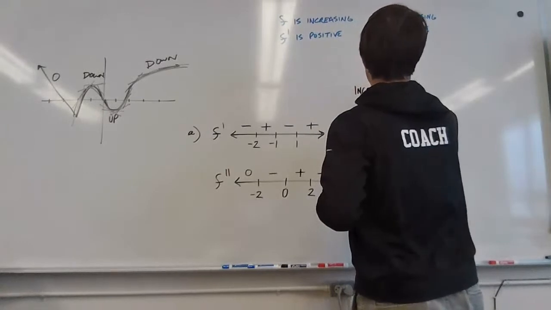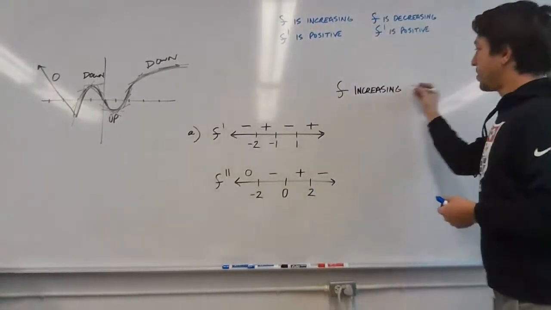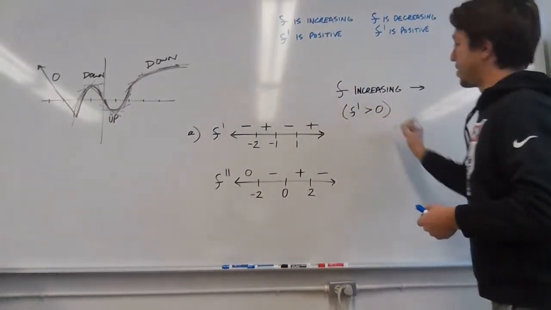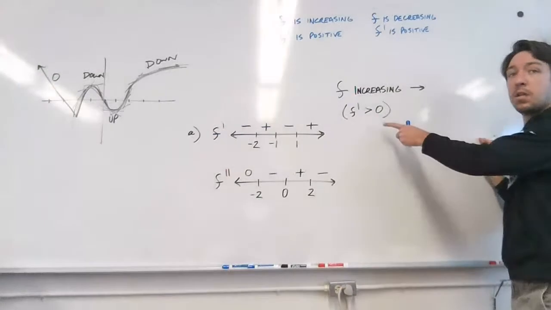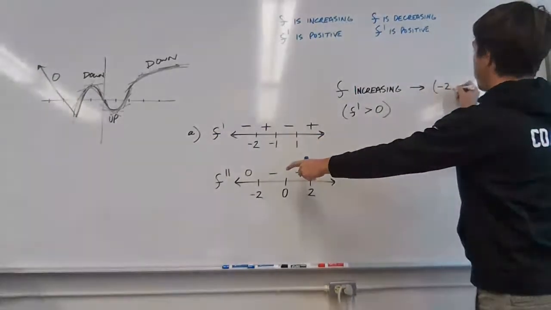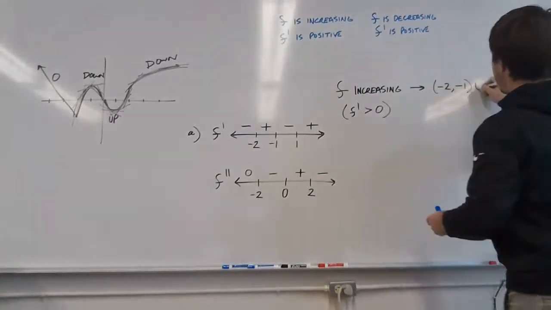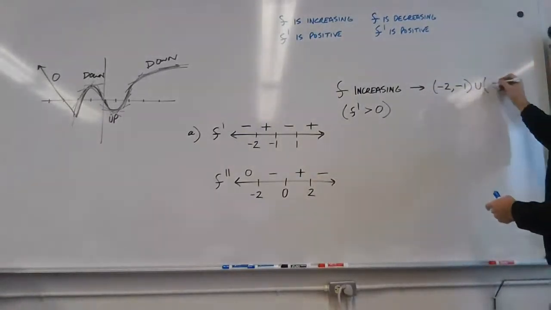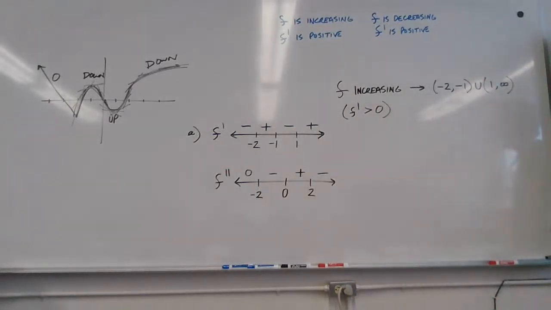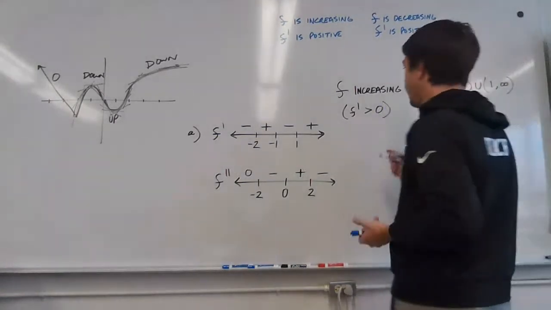All right, so where is F increasing? F is increasing, and maybe in parentheses, that's whenever F prime is positive, right? So my interval would be from -2 to -1, union with the interval from 1 to infinity. Make sense? That U is just union, meaning it combines the two sets into one big set.